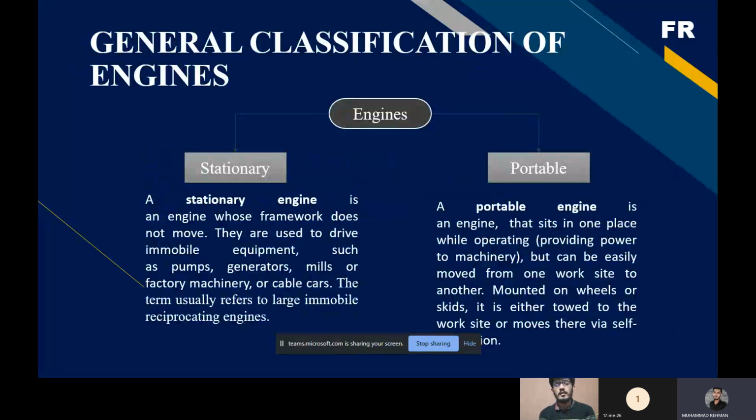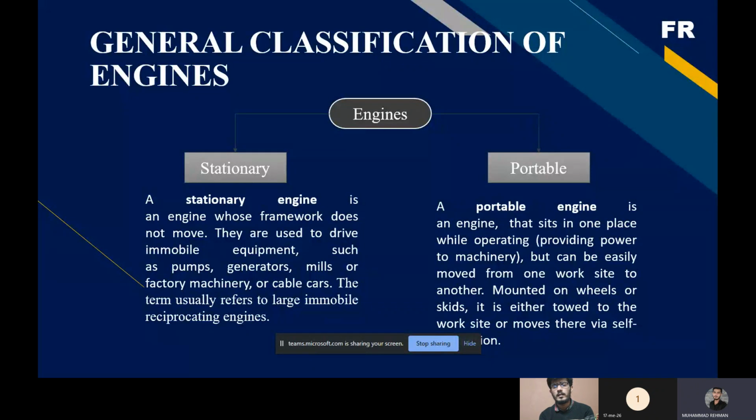Now, here is the general classification of an engine. Basically, engines are classified into two categories. Generally, number one is stationary engine, and second is portable. Now, what is a stationary engine? Stationary engines are those engines whose framework is fixed and we cannot move them from one place to another. These engines are used to run equipment such as pumps, generators, mills, factory machinery and cable cars.